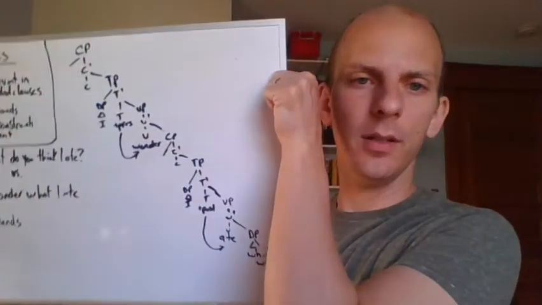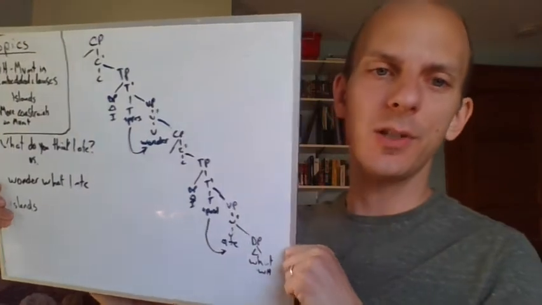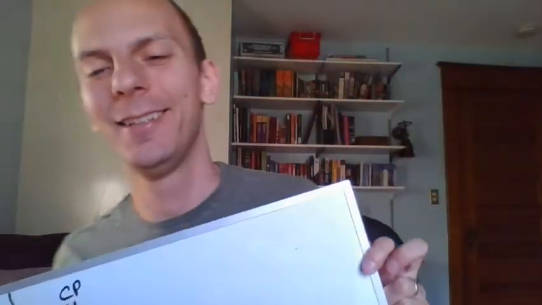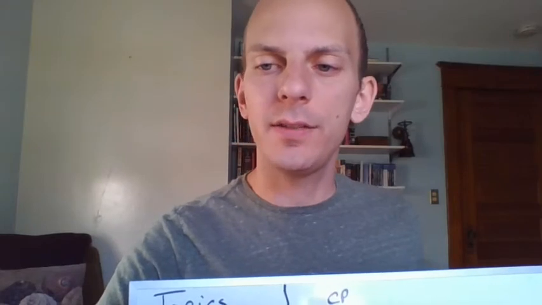Maybe that'll help a little bit. Oh, yeah. Should have done that a long time ago. Apologies. Okay, so I'm going to draw on those changes. I'm going to give us the plus WH feature in the lower C. And the lower C head gets a plus WH feature, which draws up this WH DP. What?